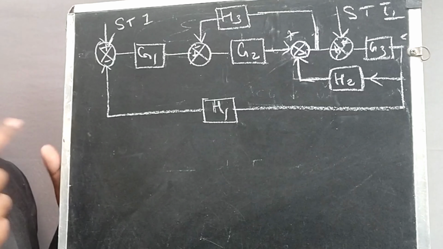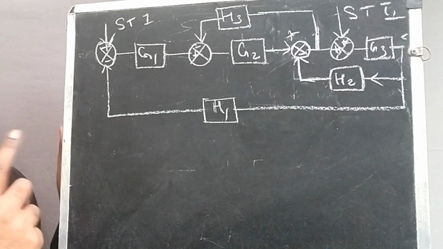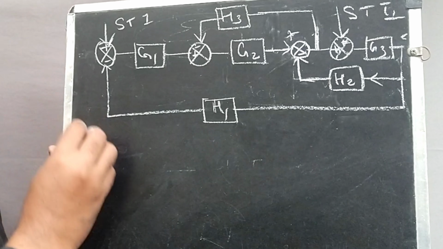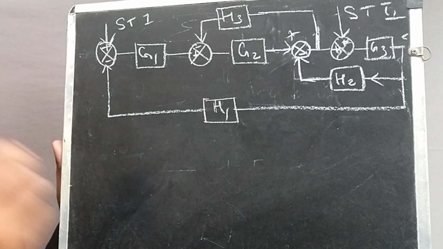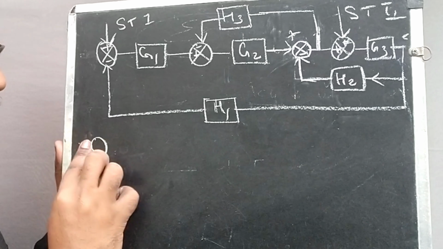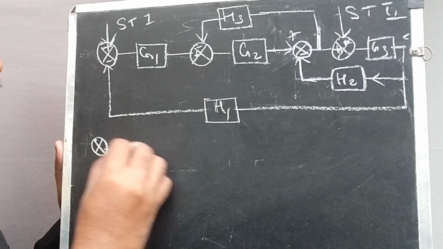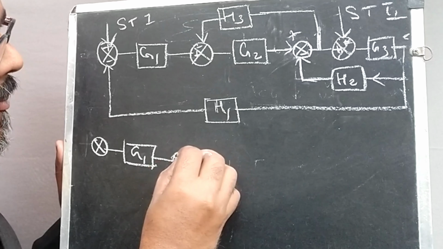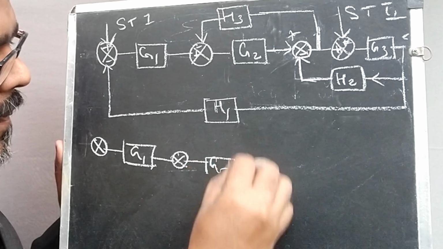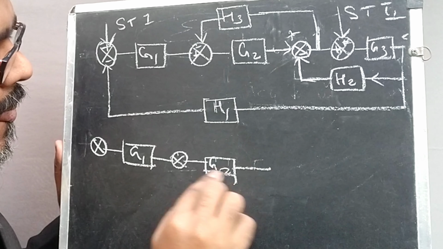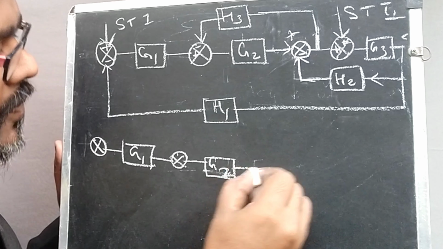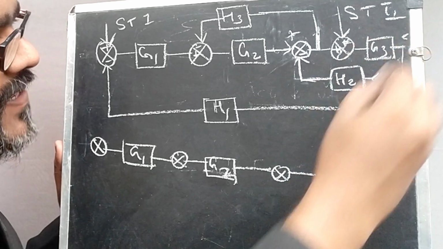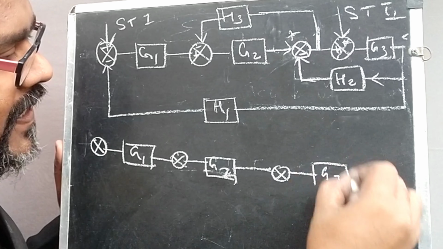Okay, so this is the sum. What we need to do is just leave this station 2 and break it up, because we need to determine the transfer function for station 1 first of all. So frame the G1, G2, here it is G2, then this summing point, and then you leave the summing point and put G3 here.